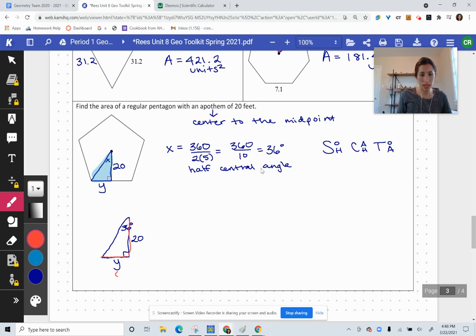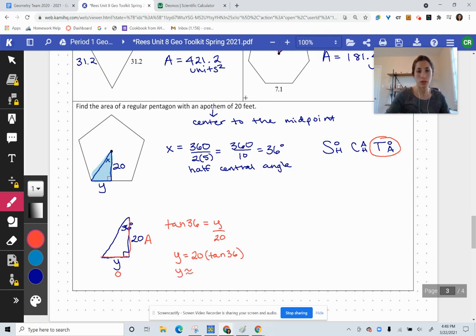We have an opposite leg. That means it's across from 36. We have an adjacent leg. That means it is next to 36 degrees. So opposite and adjacent, that is a tangent ratio. So to solve for y, I could say that the tangent of 36 degrees is equal to opposite over adjacent. Now, if I did a cross product here, y would multiply with essentially 1. 20 would multiply with the tangent of 36. And we will get an approximation for this.